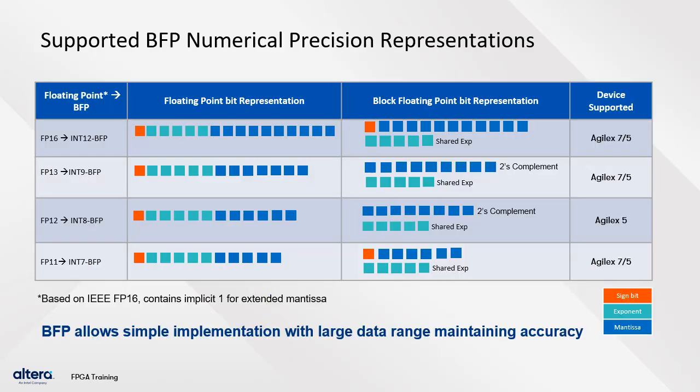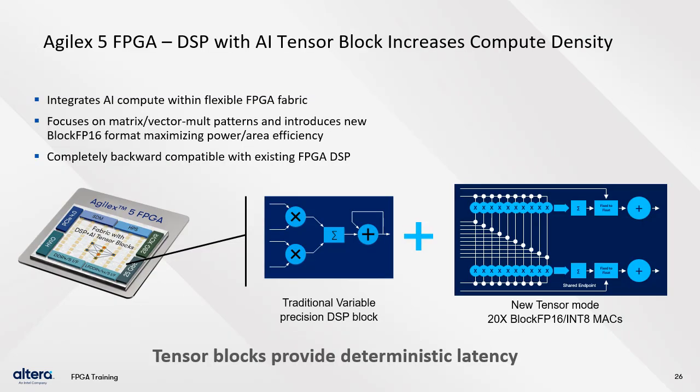The supported list of BFP numerical precisions are shown in the table. For INT9 BFP and INT8 BFP, 2's complement is used rather than sign plus magnitude, so there is no sign bit required. There were 2 major innovations for Agilex 5 in the AI tensor block.